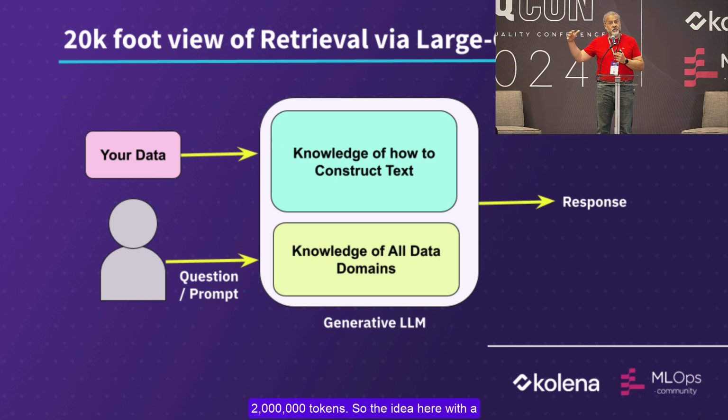So the idea here with a large context window is every time I want to ask anything from my manuals, from my data, from my information, I'm going to feed that information over and over again with my prompt, and just let the large language model find all the relevant pieces and give me back a response. And that works. It does work, actually, but there are some problems with it.